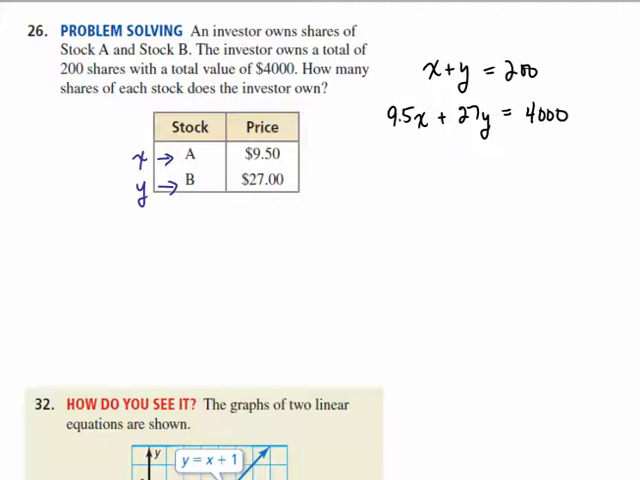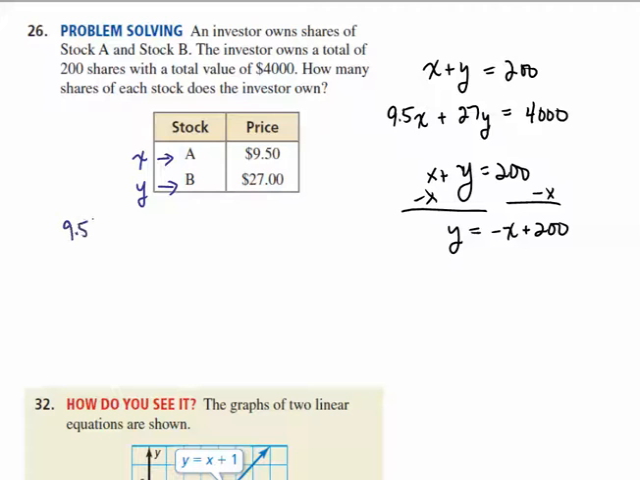So if we were to solve the first equation for Y, X plus Y is 200, subtracting X on both sides, we would end up with Y is negative X plus 200. And now we're ready to begin. We know that 9.5 times X plus 27 times negative X plus 200 has to equal 4,000.